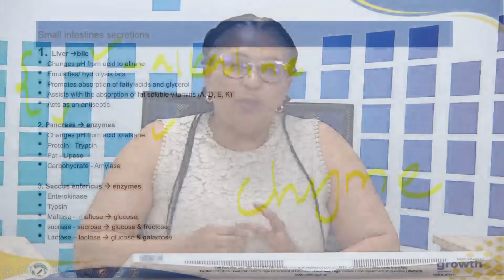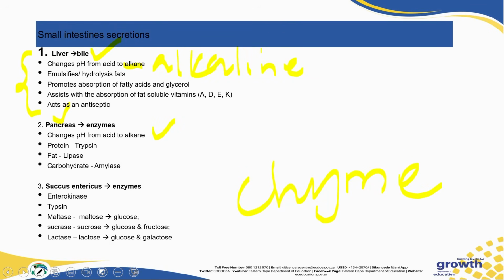Bile breaks down fats, that is, it hydrolyzes fats, or breaks fats into tiny droplets. Also, bile secretions are antiseptic. Bile promotes the absorption of fatty acids and glycerol. Also, it assists in the absorption of fat-soluble vitamins, vitamins A, D, E, K, that is the ADEK.